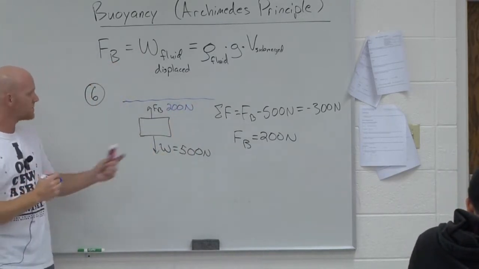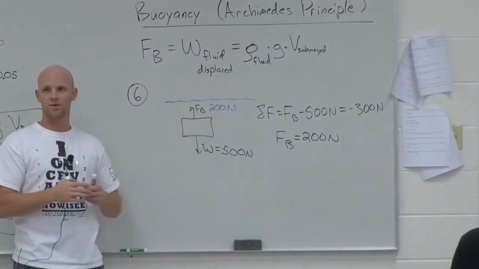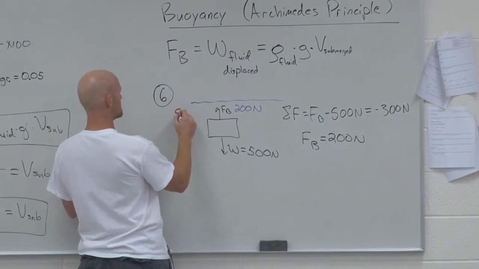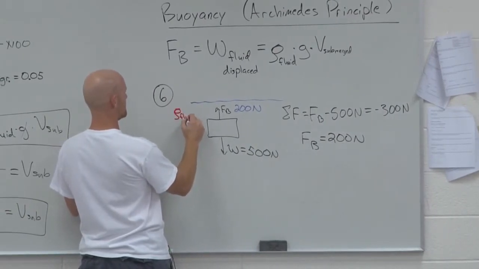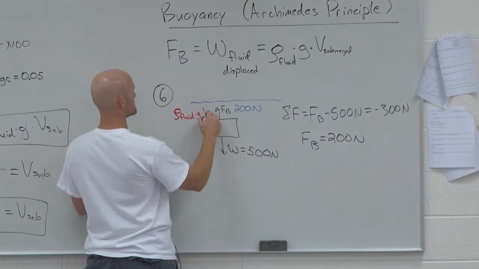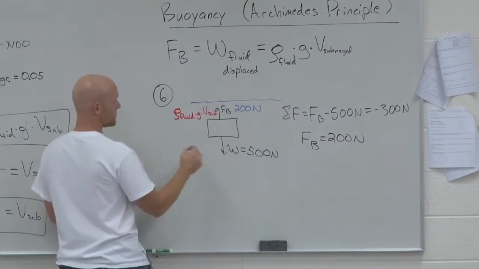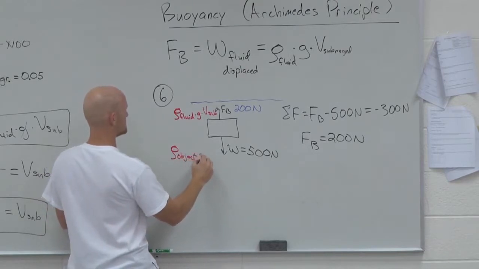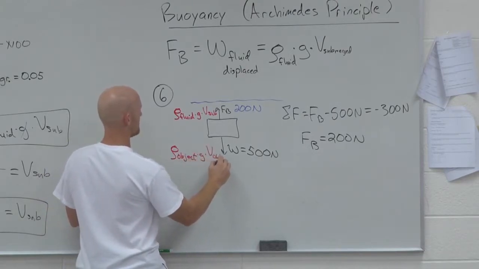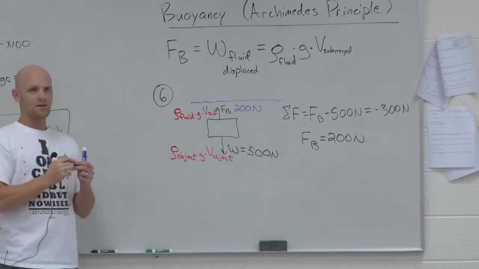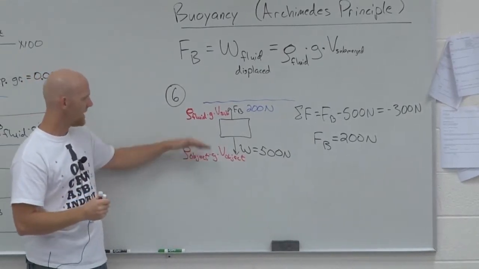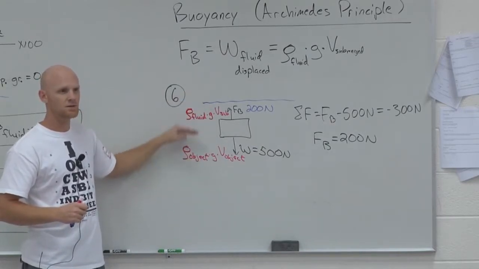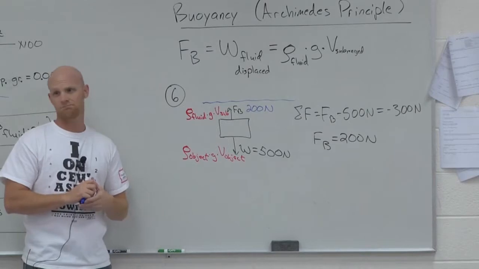So 200 newtons upward, buoyancy force, 500 newtons downwards, the weight, right? But if you recall, your buoyancy force upward could be written as density of the fluid times g times volume submerged. But the weight could also be written as the density of the object times g times the volume of the object. And so if we look at a comparison here, which one of these forces was higher, larger?